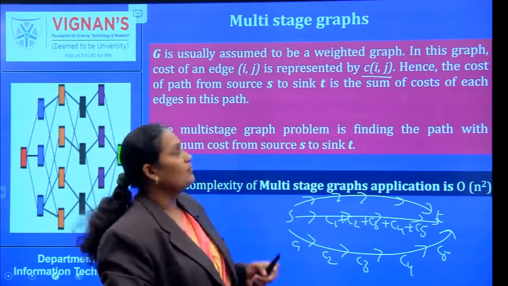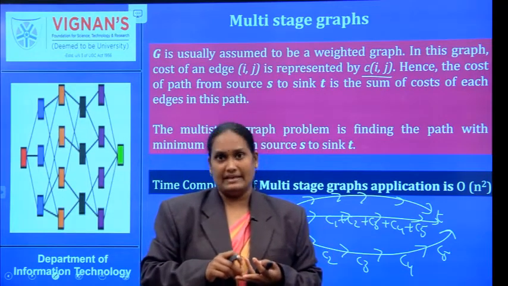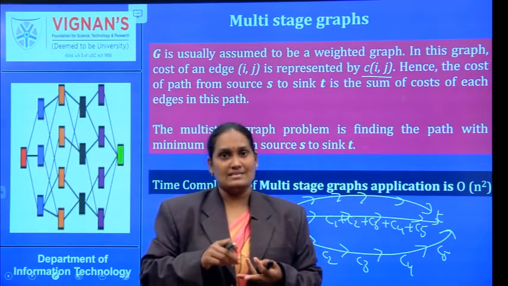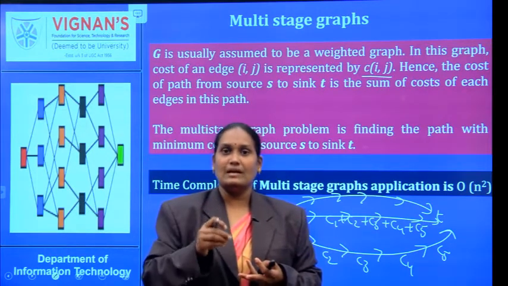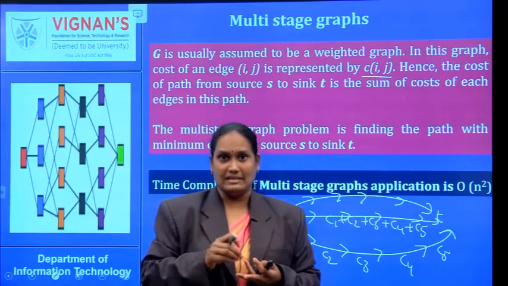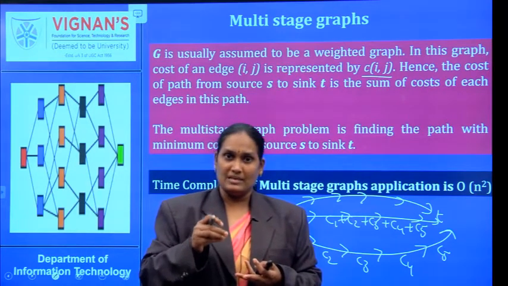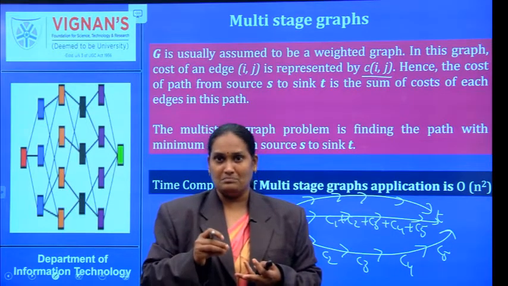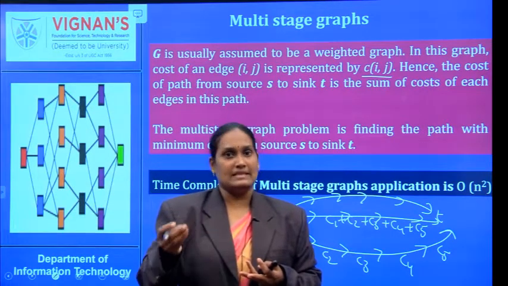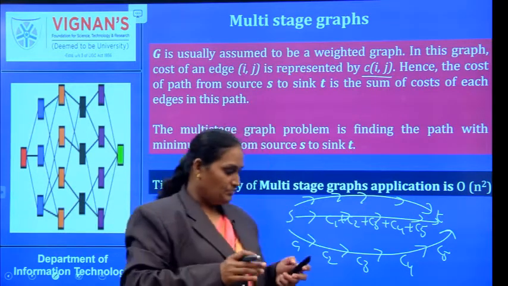Now here what is the problem statement of multi-stage graphs? We are given a weighted directed graph and we are also given the weights of each edge. The weights or costs assigned to each edge. Now, what is the multi-stage graph problem? The problem is to find the minimum cost path from source vertex to sink. The minimum cost path from source to sink.